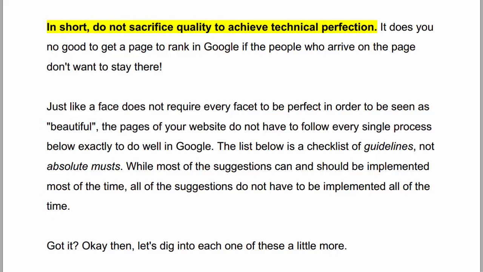In short, do not sacrifice quality to achieve technical perfection. It does you no good to get a page to rank in Google if the people who arrive on the page don't want to stay there.